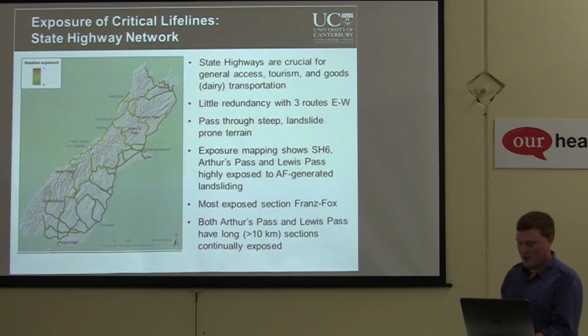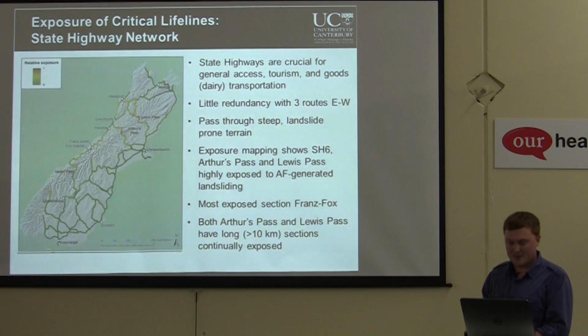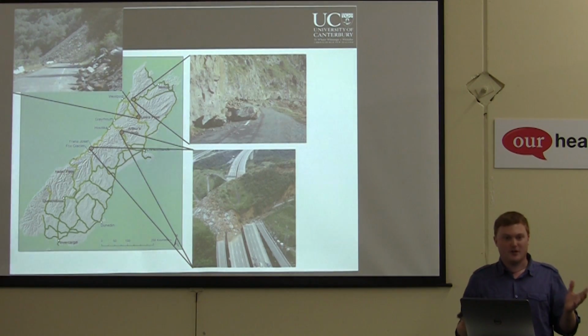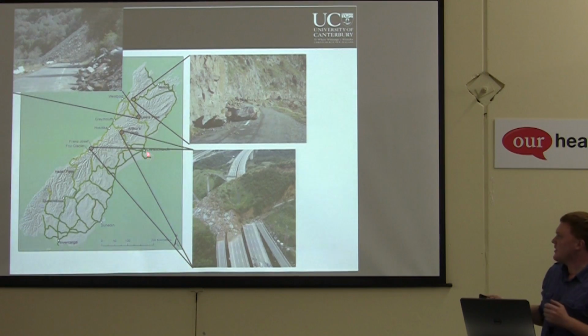To get away from maps and colours, this is a visualisation of what that might actually look like. So in our big deep reds between Franz and Fox and up in Arthur's Pass, these are the kind of landslides that we could be seeing.